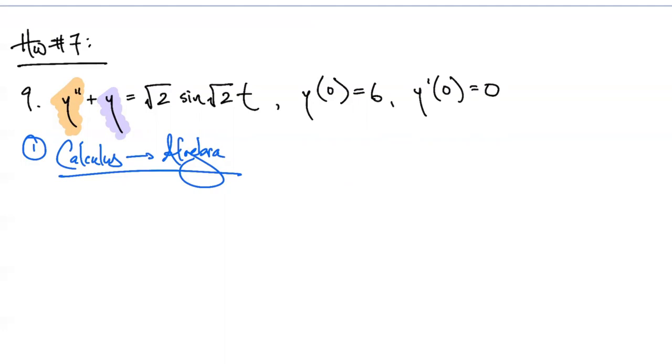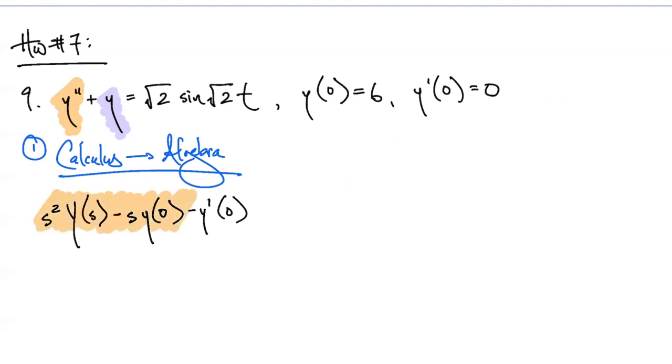Good. Yep, that's what we want for the y double prime. And so we're going to get s squared uppercase Y of s minus s lowercase y of 0 minus y prime of 0. All right, so let's color this orange because that corresponds to my y double prime. Plus, yep, Mark's got it. We have uppercase Y of s for the purple part.